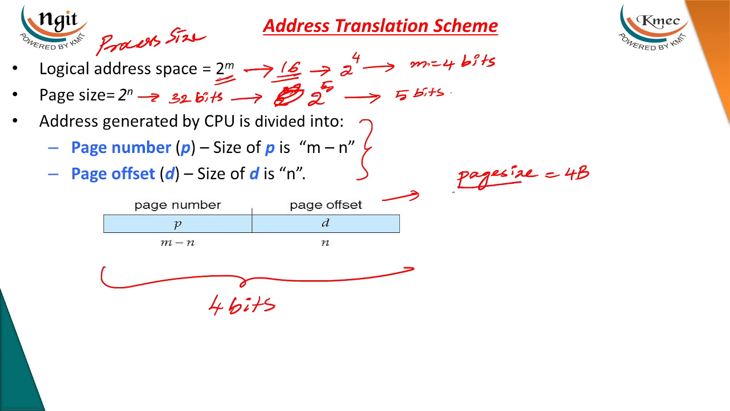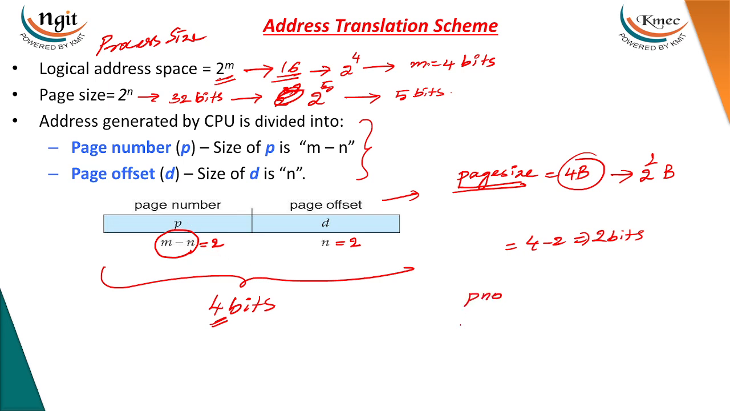Now, out of this, how to represent the page size? 4 bytes means 2 to the power of 2 bytes. So the page offset requires 2 bits out of the 4 bits. That means the page number takes m minus n, that is 4 minus 2, which is 2 bits. So the page number requires 2 bits and the offset also requires 2 bits.